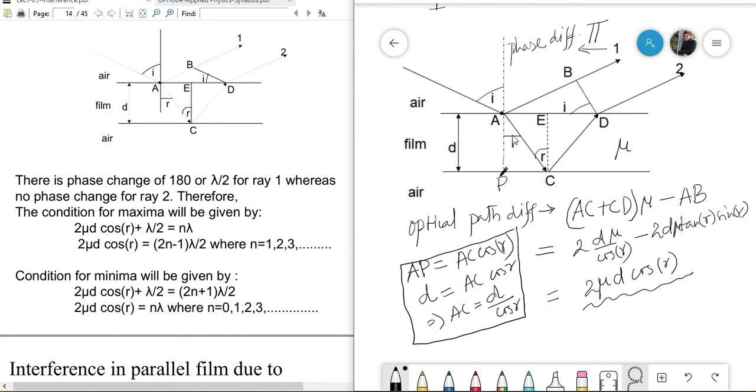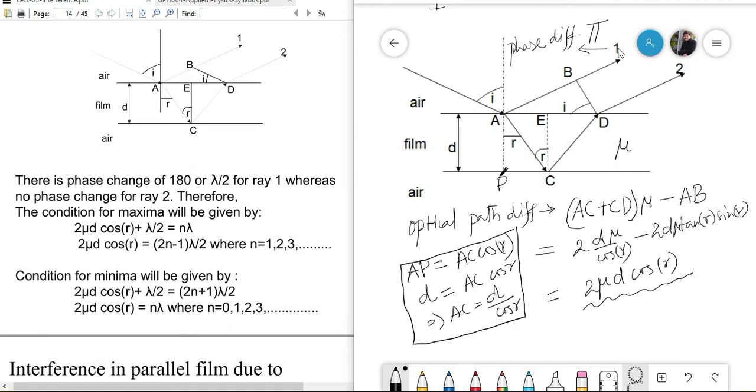Why? Because AC is coming from a denser medium, and at point C it gets reflected from an interface with a rarer medium, air in this case. So when that happens, then there is no phase difference between AC and CD. And then again, when CD gets transmitted and forms this ray 2, there is no phase difference included into this refraction at point D. So ultimately what is happening is that there is a phase difference between ray 1 and ray 2, and that is due to the reflection that is happening at this point A.